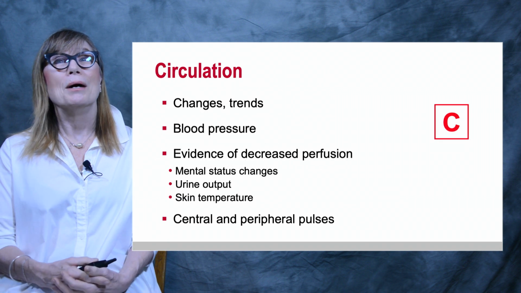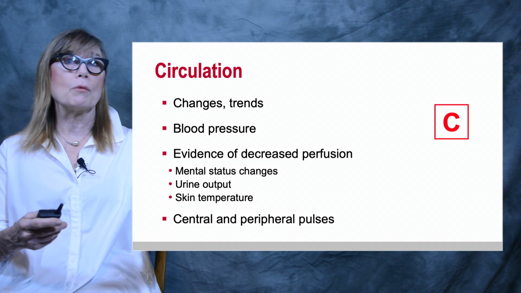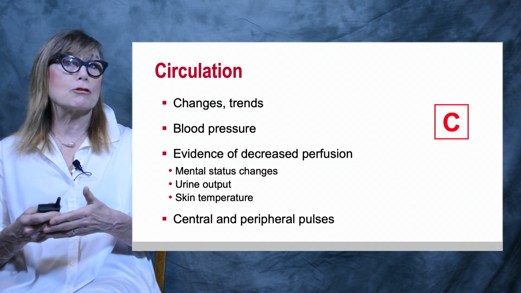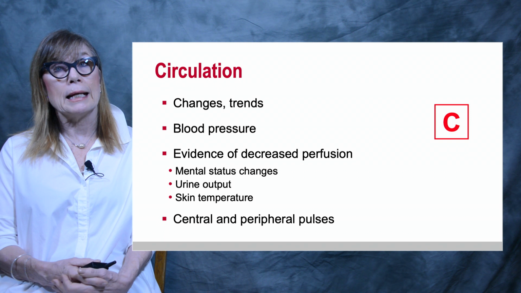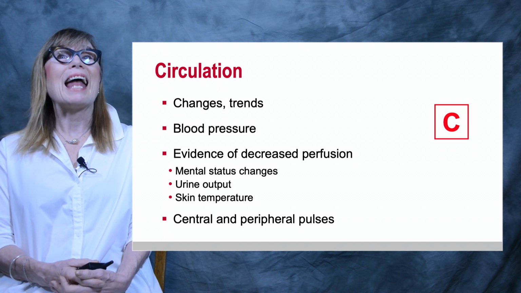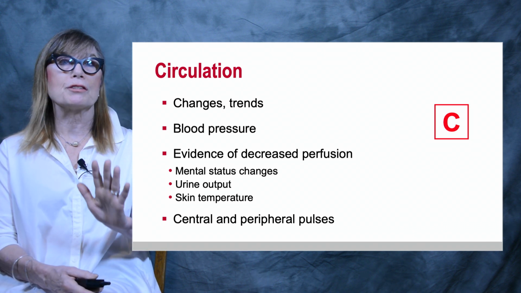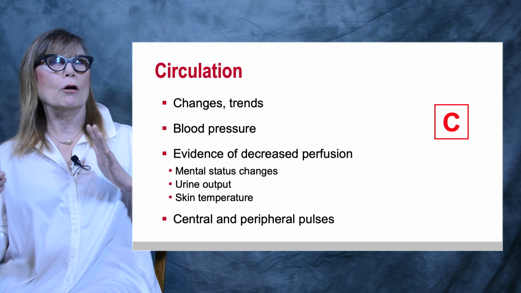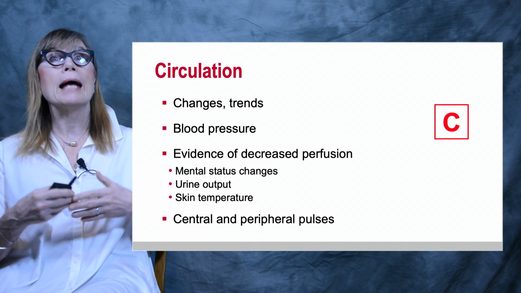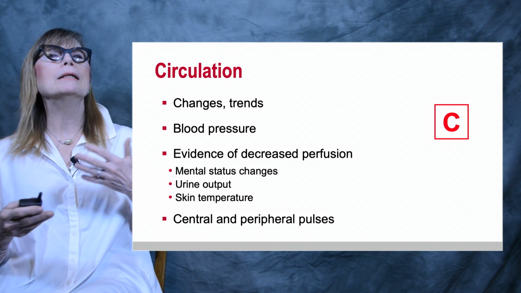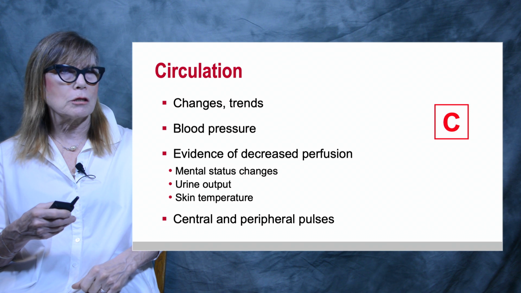All right, so next we talk about circulation. Circulation: changes in trends, changes in heart rate, changes in blood pressure, changes in the temperature of the distal extremities and the pulses of the distal extremities. But very importantly, I'd like you to remember that evidence of decreased perfusion can be evaluated by mental status changes. So I was awake and alert, and now I'm a little drowsy. I was a little drowsy, and now I'm lethargic. And when you wake me up, I don't really understand the content of our communication. More on that in just a moment.